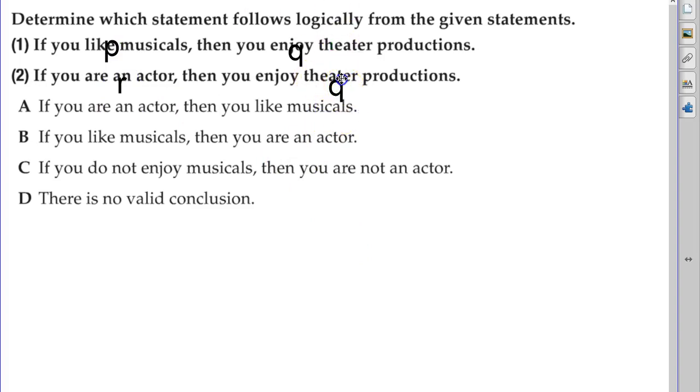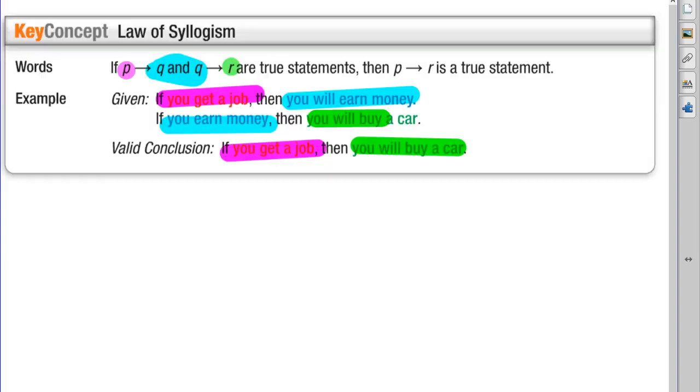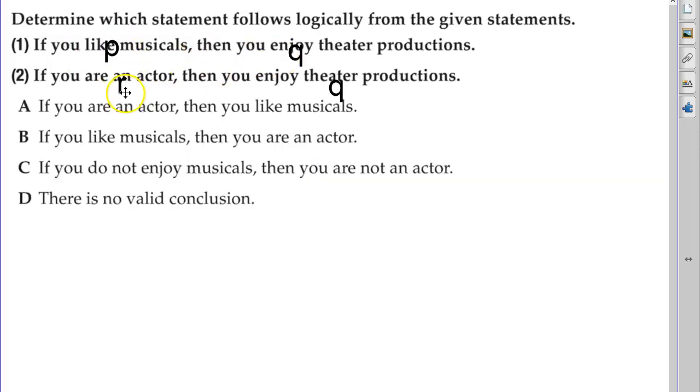So if we look at our statements, it isn't P implies Q, and then Q implies R. This is P implies Q, R implies Q. So these first three don't follow. It actually doesn't follow any of them. It's not a valid conclusion. Okay, that was an example that didn't work.